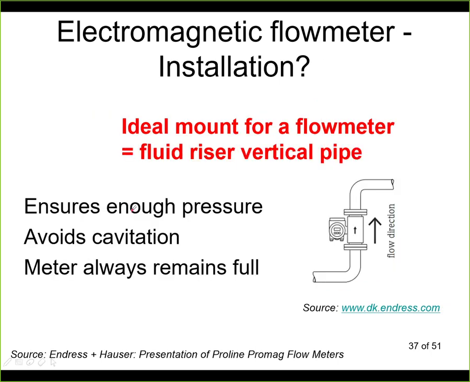Okay, so the ideal position for this type of flow meter is in a vertical pipe where it's going upwards. So here we have the flow meter, we have the pipe like this. Eventual bubbles will go through and will accumulate here, or will continue in the pipe, so they will not stop in the flow meter. It also avoids cavitation. It ensures that you have enough pressure here, and it ensures that it stays full at all times.